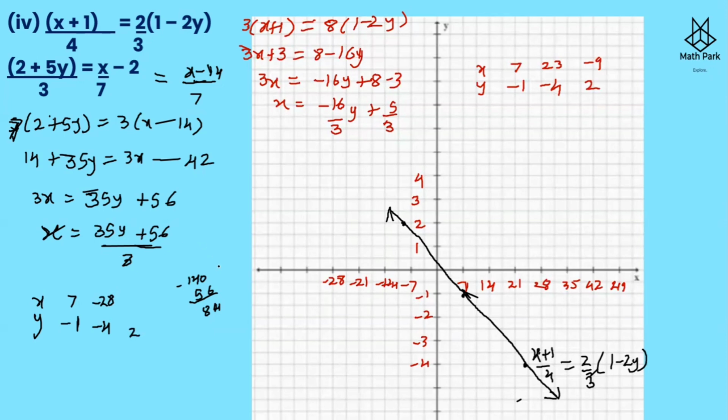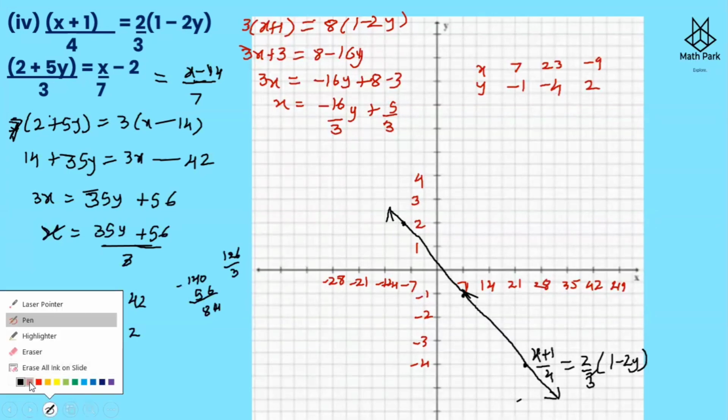70 plus 56 is 126. And 126 divided by 3, you get 42. So we got these line points now. Let us draw the line for this graph now.